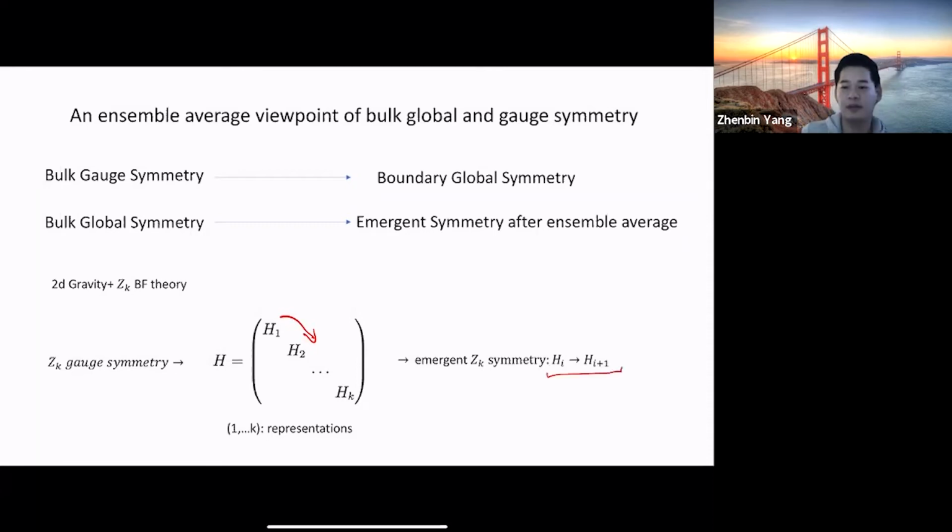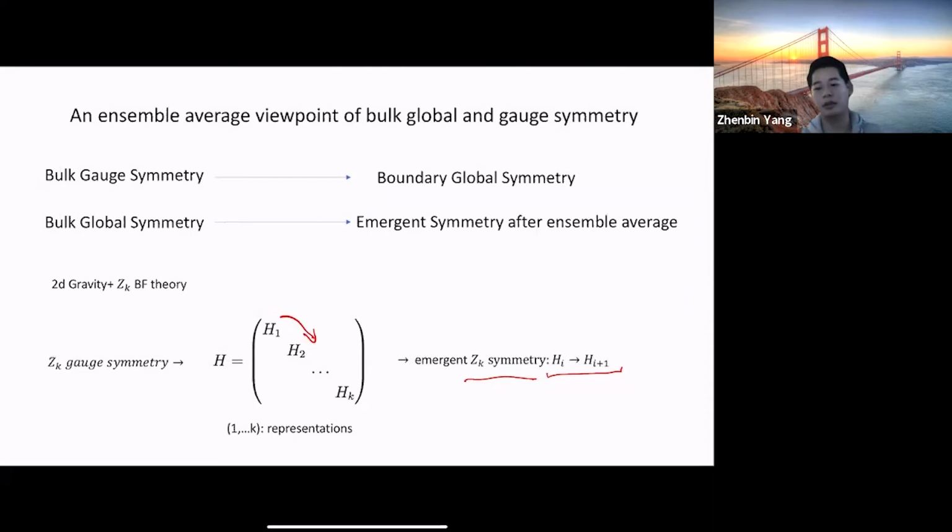So if you look at some UV complete theory, then this new Z_K symmetry is broken because all the H_1 and H_2 are different. But after ensemble average, those become equivalent. Therefore, when you look at something like a scattering amplitude, that will give you a zero answer. But if you look at a more delicate quantity, like the scattering probability, then this answer will be non-zero.